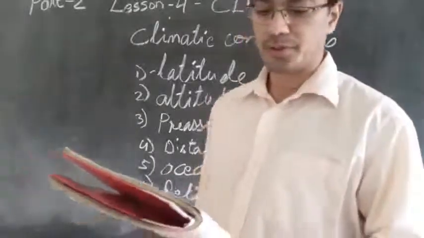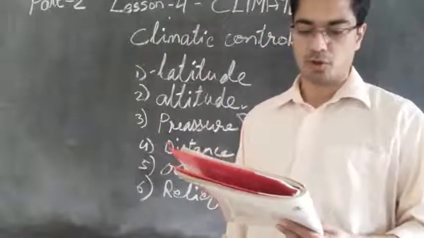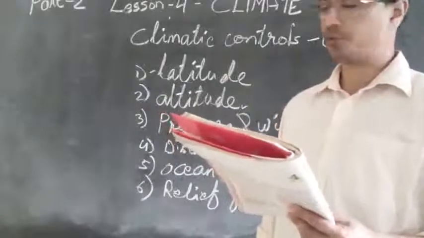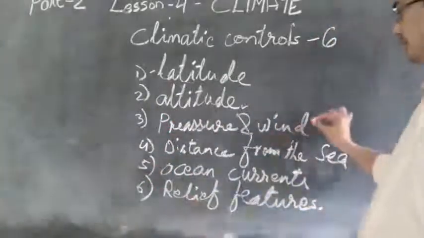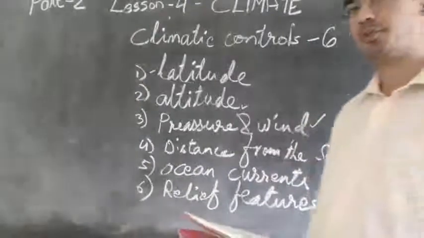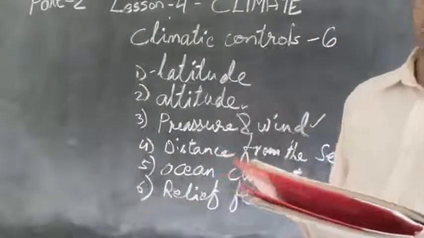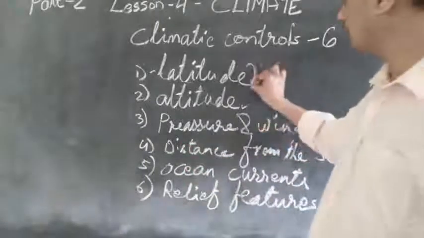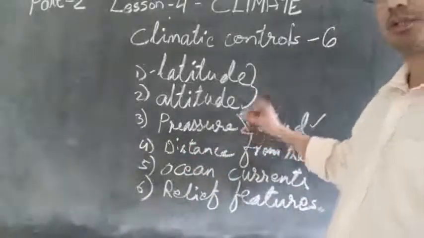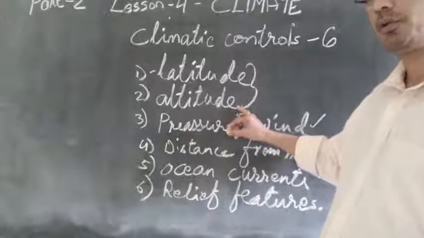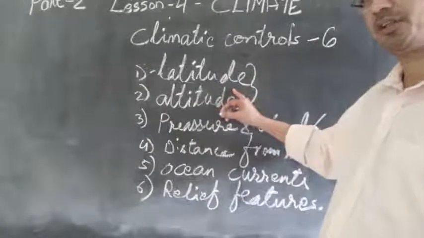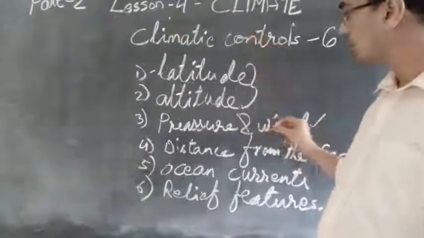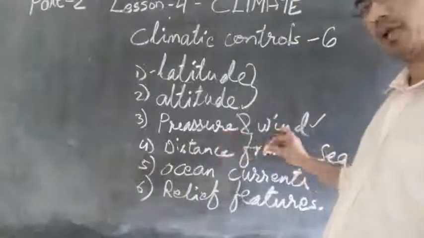Then the pressure and the wind system of any area depend on the latitude and altitude of the place. So the pressure and the wind system, that depends on what? On the altitude and the latitude of this place. So the wind will depend on these two factors. Where is the location, the latitude, and what is the altitude, what is the height. So then accordingly the pressure and the wind will be there.